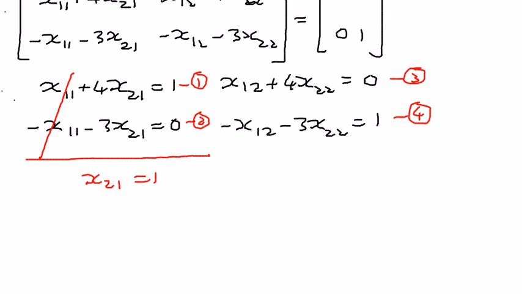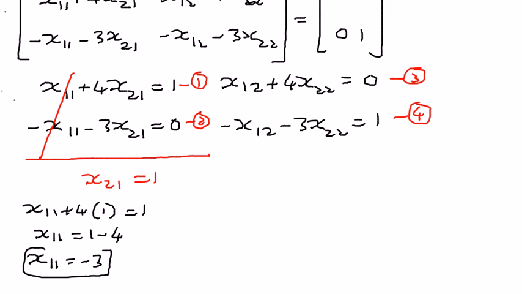Having got the value of x21, we can go back and find the value of x11 by plugging it into equation number 1. So x11 plus 4 times x21, which is 1, is equal to 1. So x11 is equal to 1 minus 4. 4 times 1 is 4. So when we subtract 4 on both sides, it's going to get cancelled out on the left hand side and appear on the right hand side as a negative 4. So therefore the value of x11 is going to be equal to negative 3. So we got the values of x21 and x11 from just looking at equations 1 and 2.